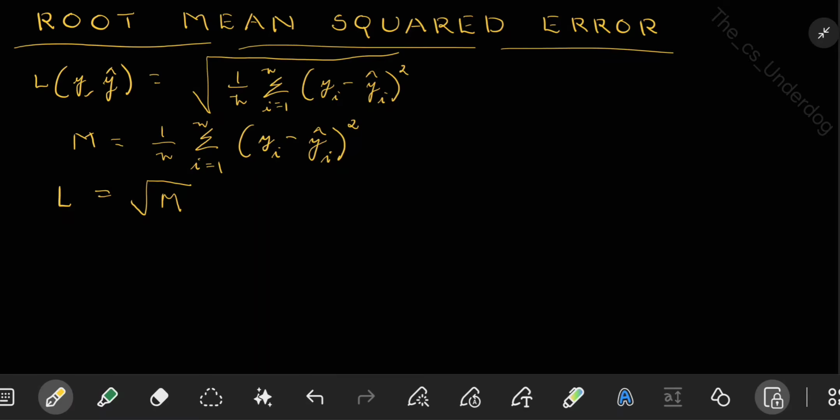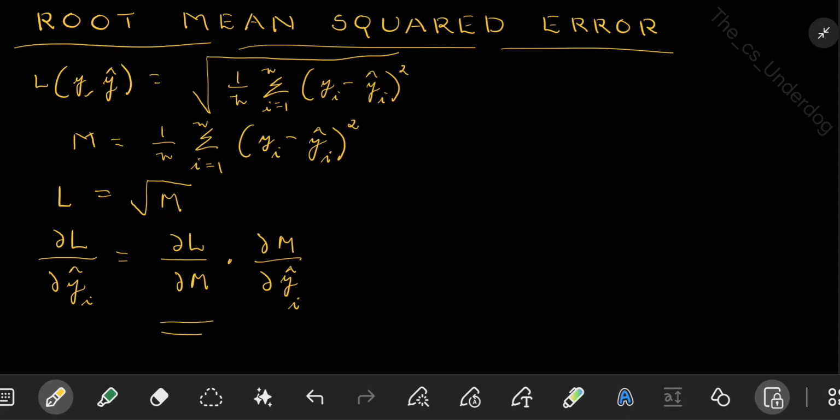What is it that I want to find? I want to find the gradient with respect to yi cap. Yi is one particular prediction. With respect to that particular prediction, I want to find the gradient. So what will I do? I want to find del L by del yi cap. This is what I want to find. Here I can make use of the chain rule. I can write this as del L by del m into del m by del yi cap. This is how I can use the chain rule in order to do this differentiation.